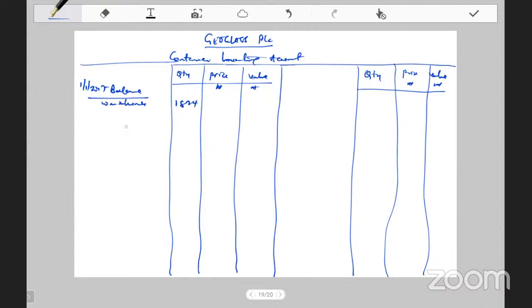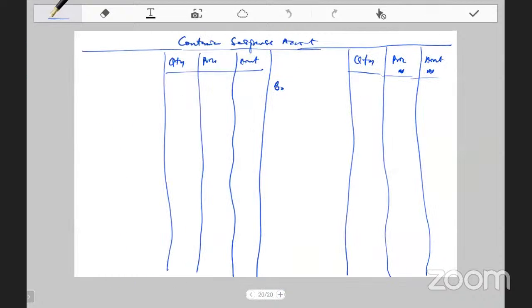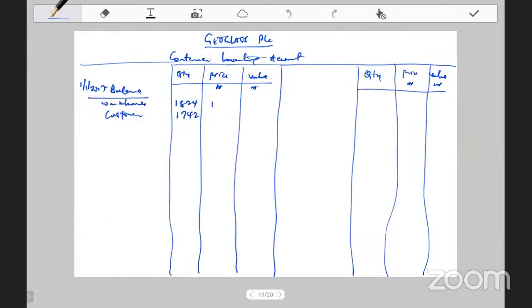1,824. How many was in the hands of the customer? 1,742. So I'm interested in the one in the hands of the customer, balance brought forward, 1,742 at a returnable price. What's the returnable price? The returnable price is 26 naira. What's the book value? Book value is 12 naira. Okay, read on, please.